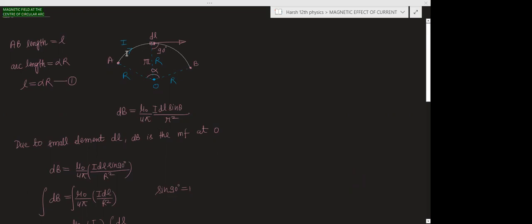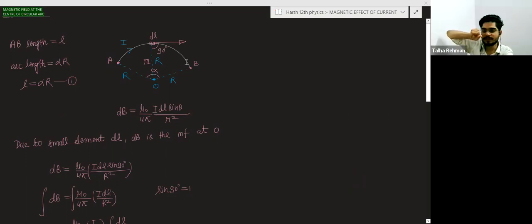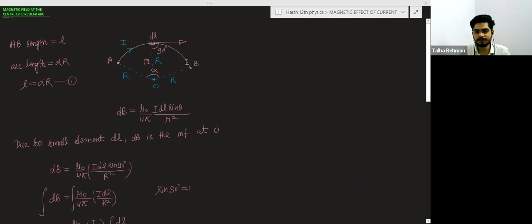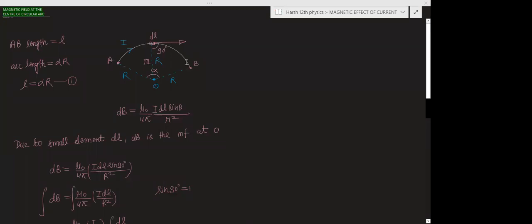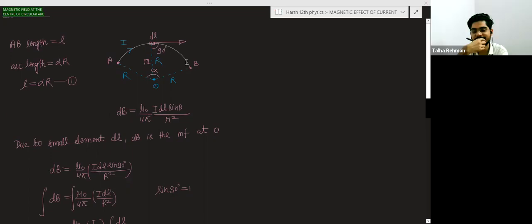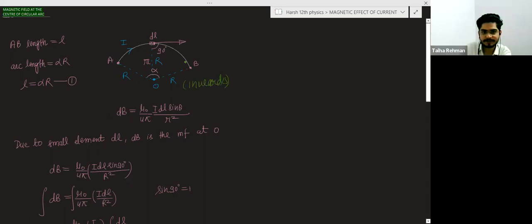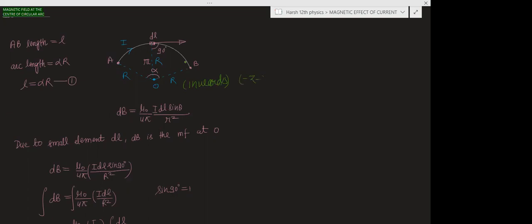See, the direction of current is this. When you curl, the thumb will go away from you. Away from you means inwards. Yes, the direction will be inwards. Inwards means negative z axis.